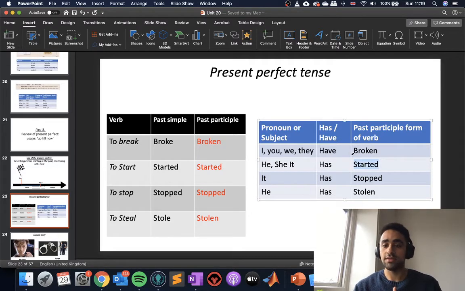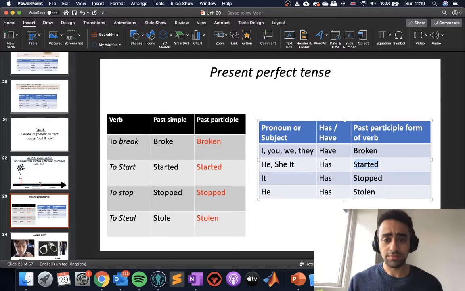Started is a regular verb. Start is the infinitive, started is the past simple, and started is the past participle. Somebody's asking if present perfect is the same as past participle. Yes and no, it's not really. We use the past participle in present perfect. So for present perfect, we always need the past participle. Always we need the past participle.